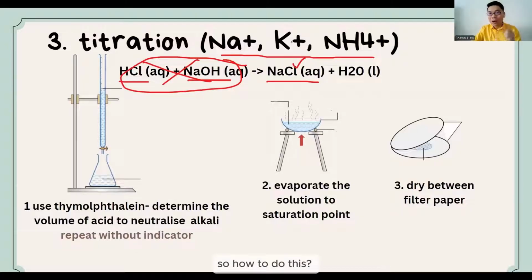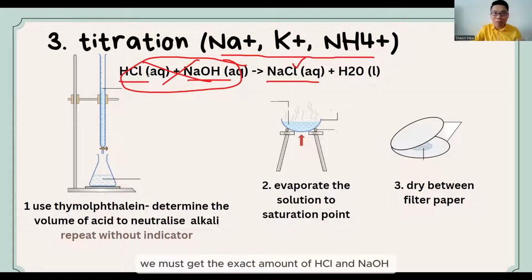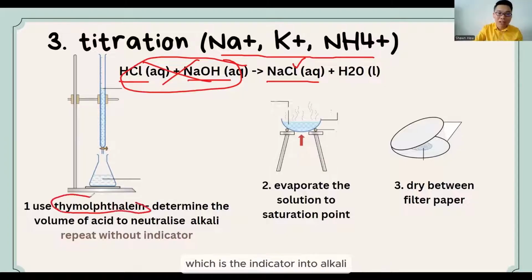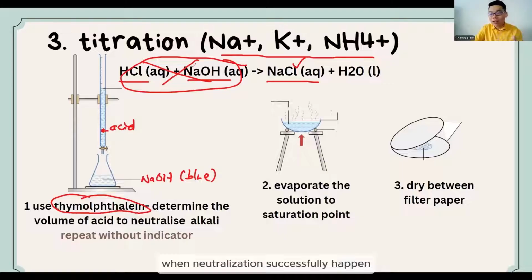So how to do this? We must get the exact amount of HCl and NaOH. That's why we always need to use phenolphthalein, which is the indicator, in the alkali. So it will always show a pink color. Then we titrate it with acid. When neutralization successfully happens, both of them are gone. So we need to know exactly when the color changes to colorless. Then we can find the specific amount of acid needed so that both of them are used up.